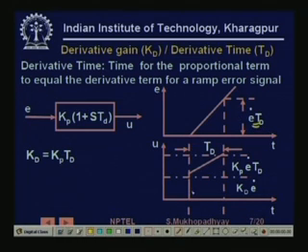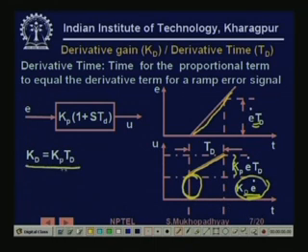then immediately the derivative term will jump, because there is a constant E dot. So there will be immediately a Kd into E dot term, and the Kp term will now start going up, because E is going up. So after Td time, this is going to be Kp E dot into Td. So if Kp E dot into Td has to equal Kd into E dot, which is the derivative term output, then Kd equals Kp into Td.